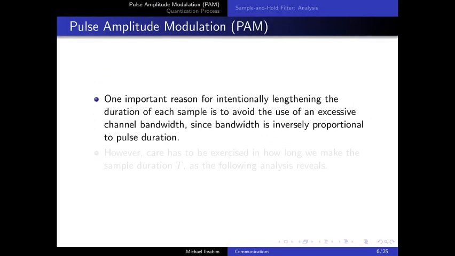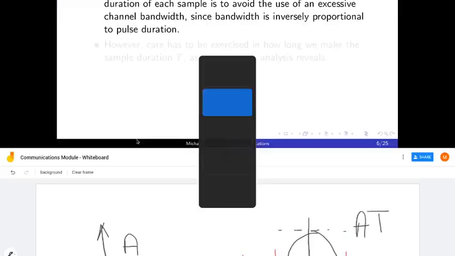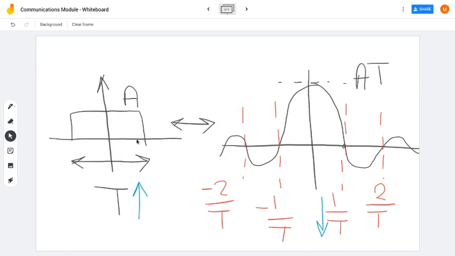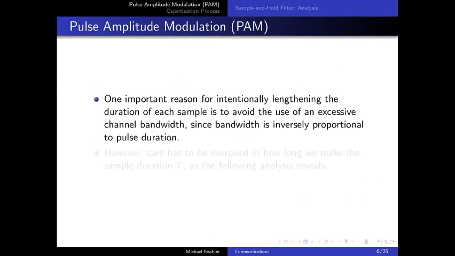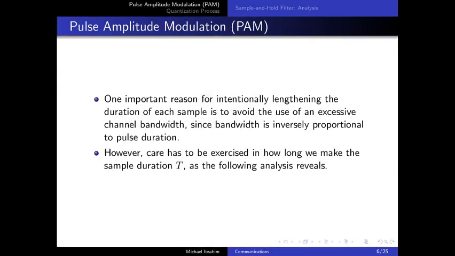So going back here, we can read this statement one more time. One important reason for intentionally lengthening or increasing the duration of each sample is to avoid the excessive channel bandwidth, since the channel bandwidth is inversely proportional to the pulse duration, as we have seen over here. Increasing the pulse duration will reduce the bandwidth requirement. However, there are other restrictions on the duration capital T, as we are going to see later on from our analysis.